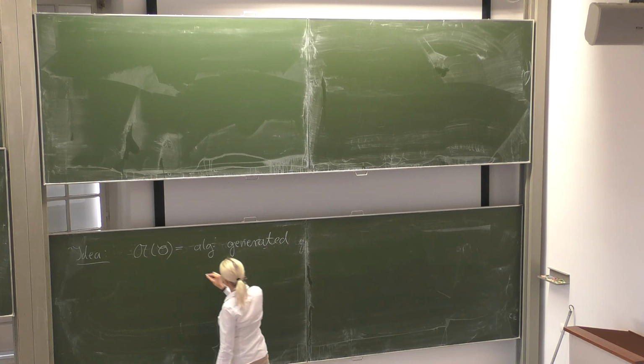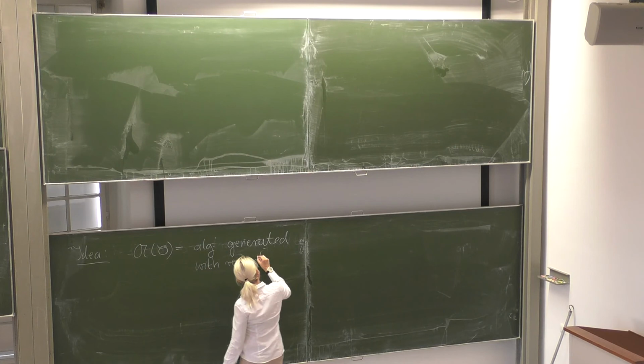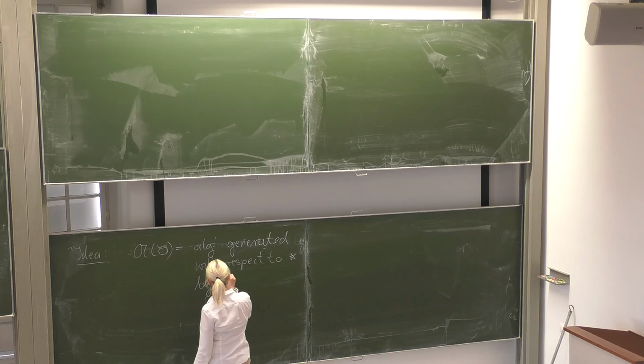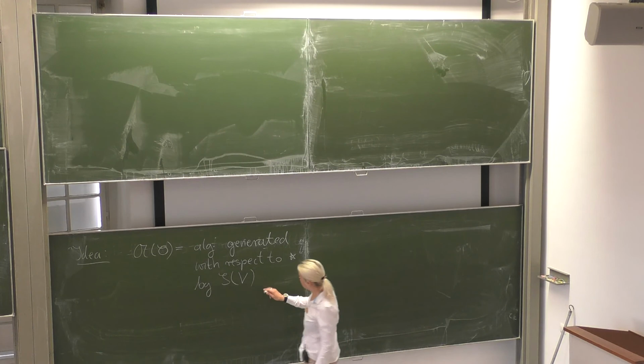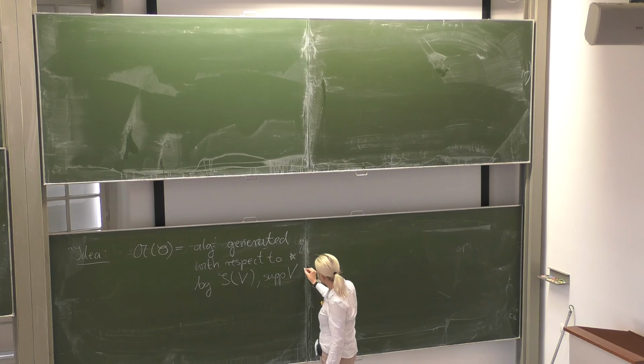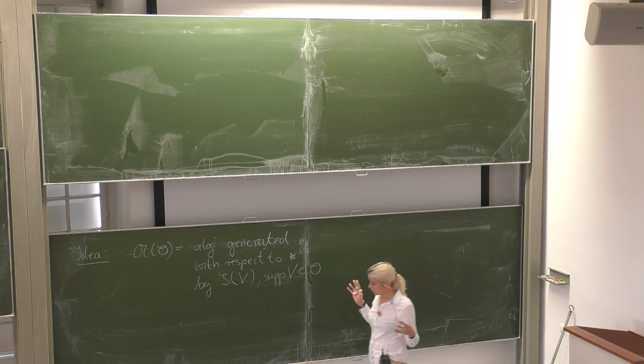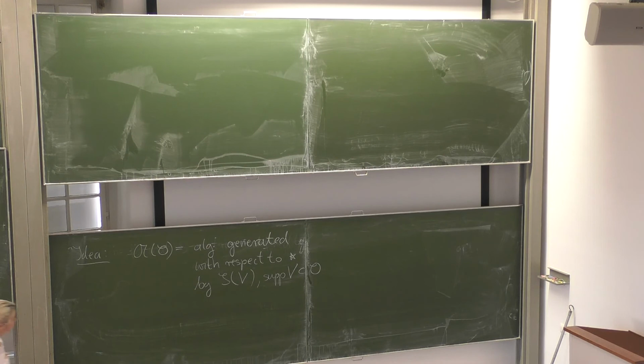with respect to star by these S of V, where support V is contained in O. So this is a prescription to construct such local algebras. But this is still a bit lacking. We have some ingredients, but we are missing a very important piece here, namely renormalization.